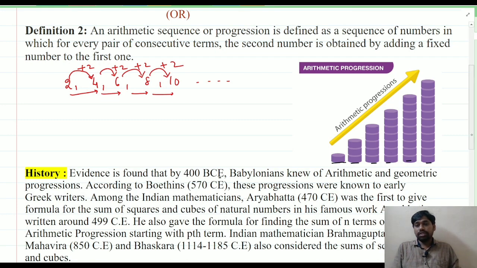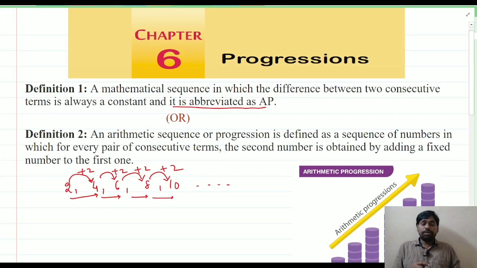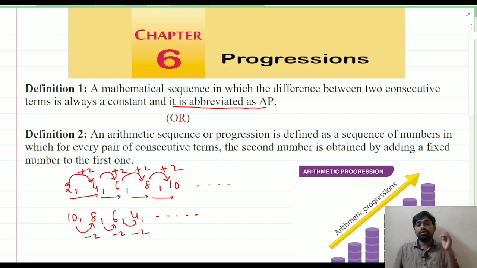So progression is nothing but a sequence of numbers in which, if you take the difference between any two consecutive numbers, the difference is successively added. I hope you understood. Progression is a sequence of numbers in which there is either an increment, or, as in this other pattern, 10, 8, 6, 4 and so on, where every time there is a decrement of 2. This is also called a progression.